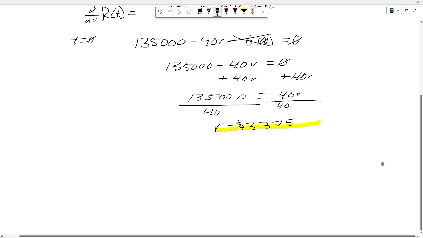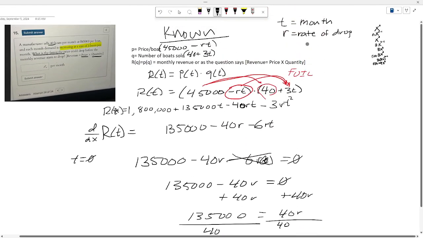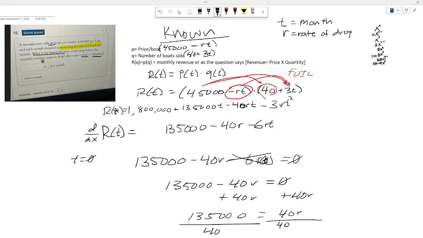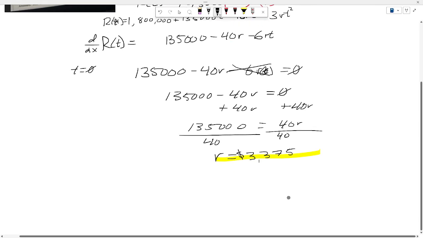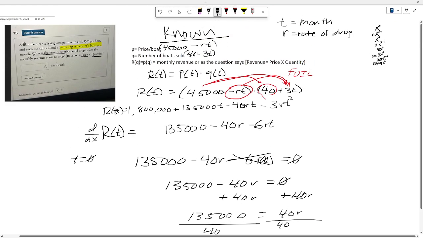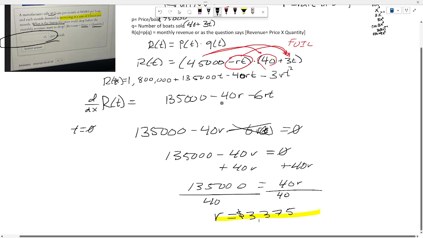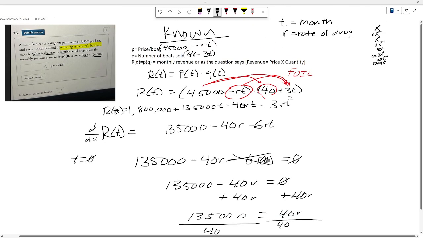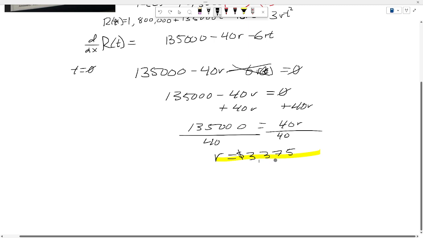So you're looking for, once again, we wrote it up here, the rate of drop. What is the fastest the price could drop before the monthly revenue starts to drop? This is the fastest that it can drop before the monthly revenue starts to drop. Okay, so this is $3,375 per month is the rate of drop, if that makes sense. So that's what you're looking for.